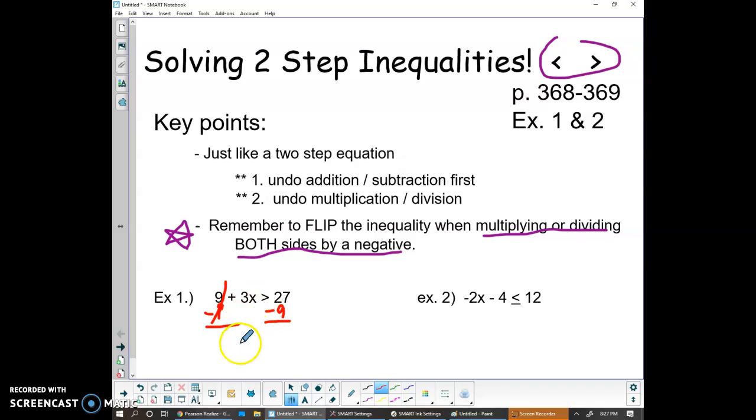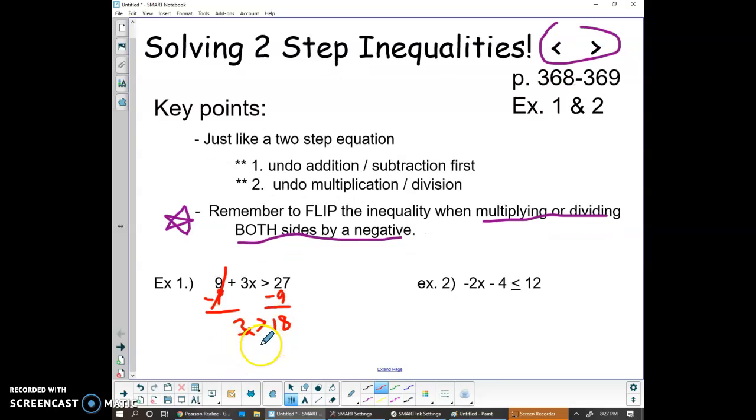Then you're going to bring down the 3x on this side. So you have 3x is. Now, do we flip when we are dividing? No. Do we flip when we are subtracting by 9? No, we don't ever flip when we are adding and subtracting. So it's still going to be greater than. 3x is greater than 27 minus 9, which is 18. And then we have 3x is greater than 18.